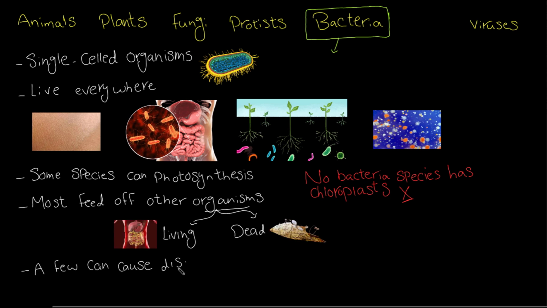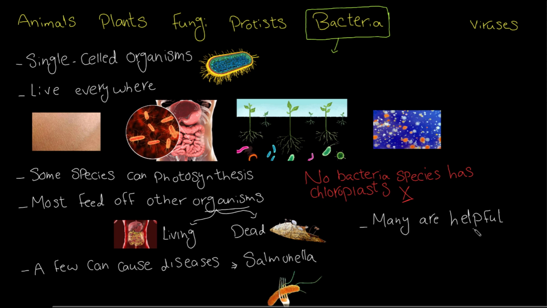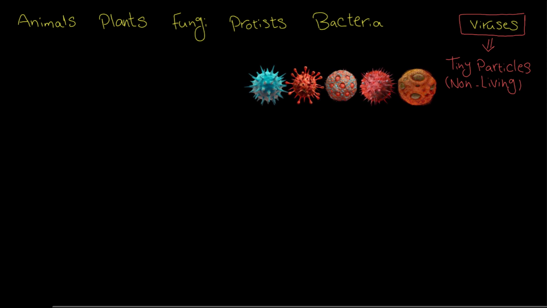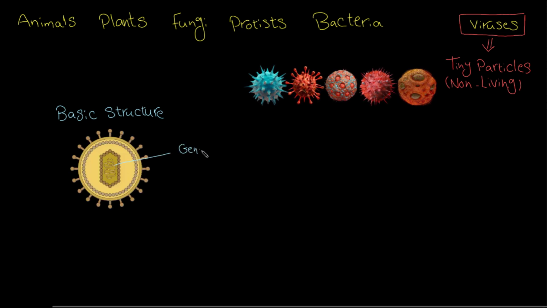A few of them can cause diseases such as salmonella that causes food poisoning, but most of them have nothing to do with humans. In fact, many are helpful, just as bacteria inside our intestines that help us digest our food. Finally, we have viruses. We call them tiny particles because they are non-living and they don't have cells. Viruses have too many different structures, so we can't generalize a specific one. But the basic structure of a virus is genetic material, either DNA or RNA, surrounded by a protein coat.